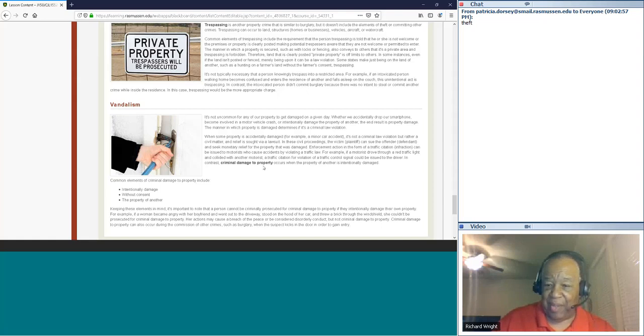And then the last thing I want to talk about is criminal damage to property. To give an example, if you drive through and you're involved in an accident, then we're going to deal with a civil suit. If a person drove through a red light and collided with that person, then there could be a violation. But criminal damage to property occurs when the property of another is intentionally damaged.